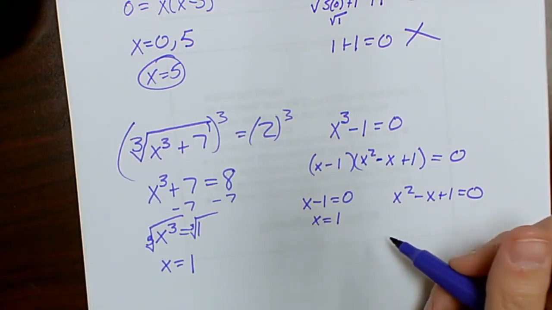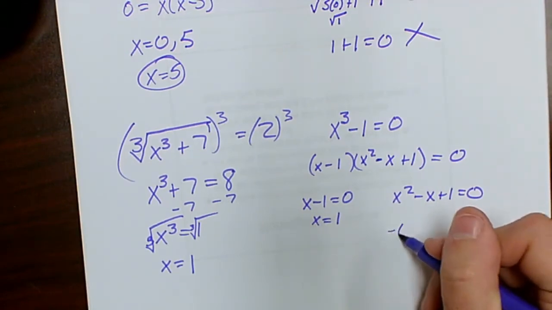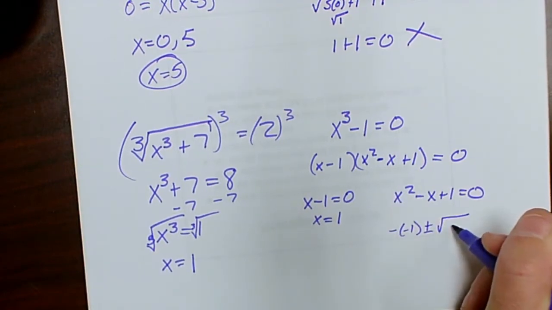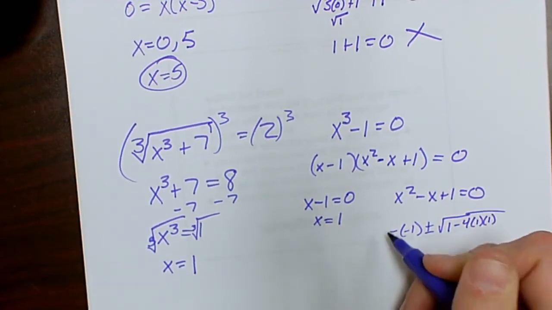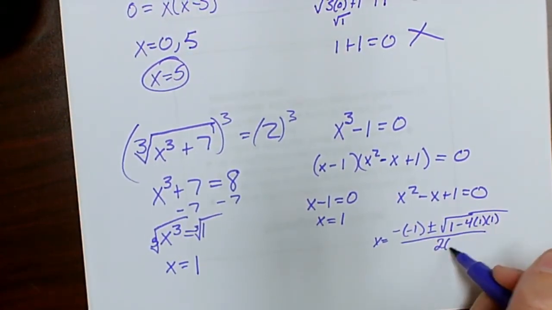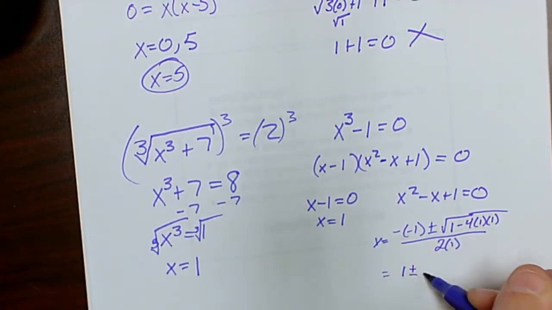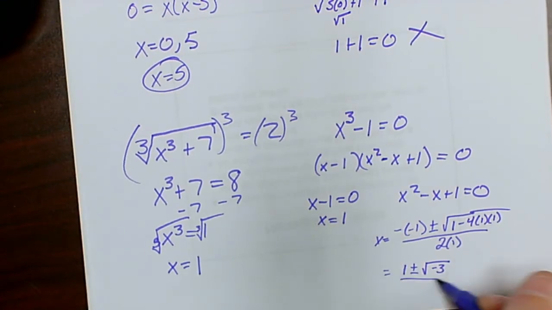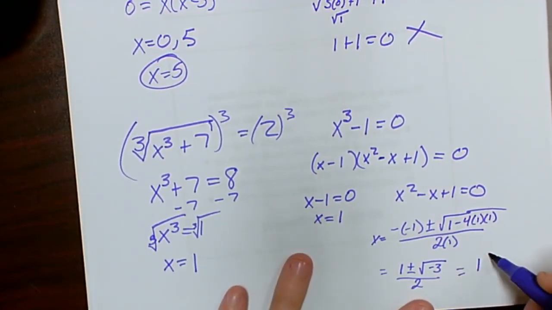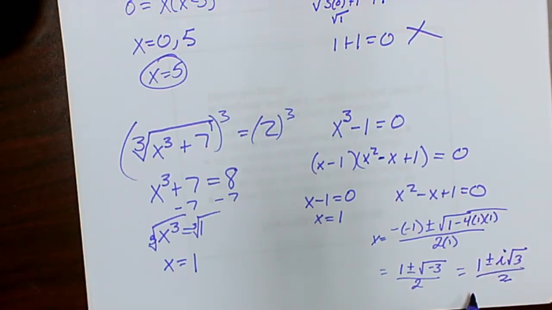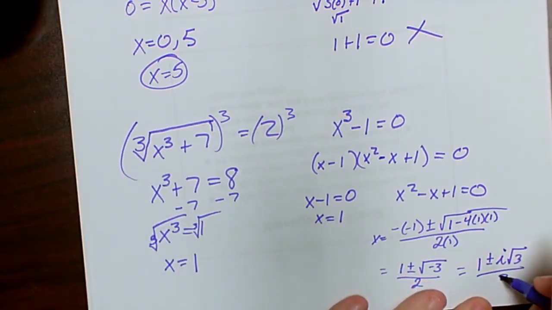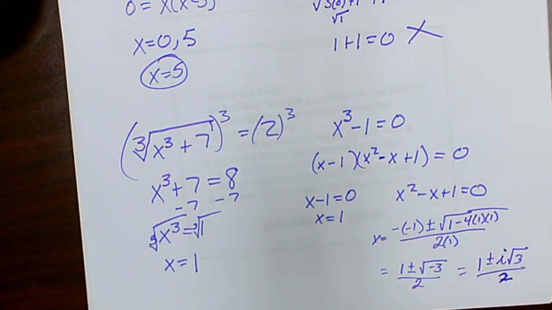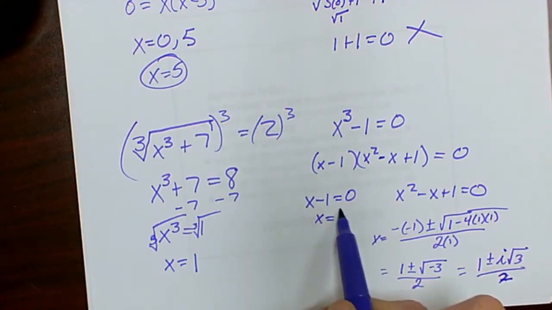If we plug this into our quadratic formula, we get negative b plus or minus the square root of b squared minus 4ac, all over 2a. So we'll get negative 1 plus or minus the square root of negative 3, over 2. Well, that's actually an imaginary number. Imaginary numbers do work for this, but it's a little difficult, so we weed out the imaginary values, and we're only looking for the real.